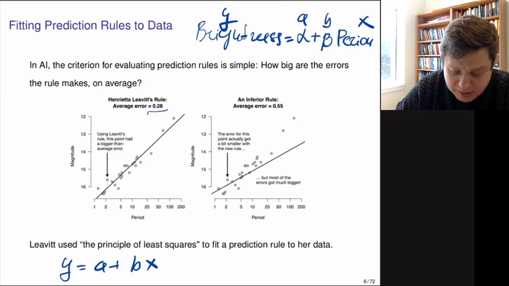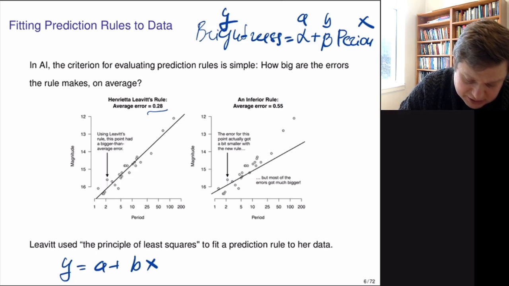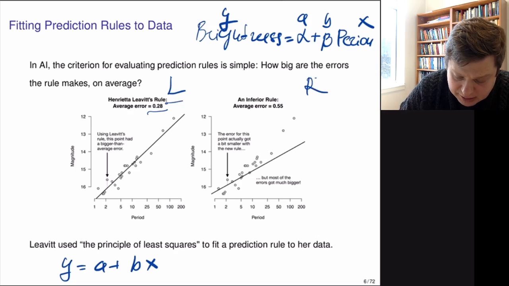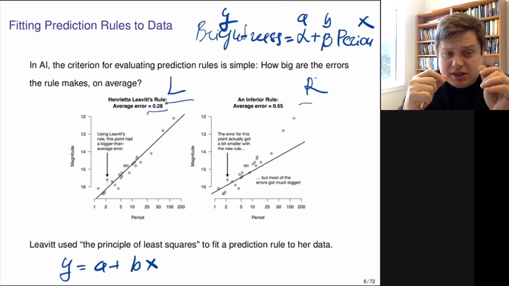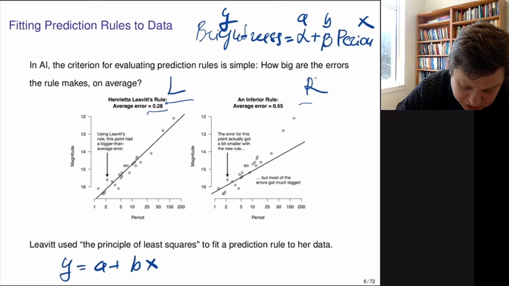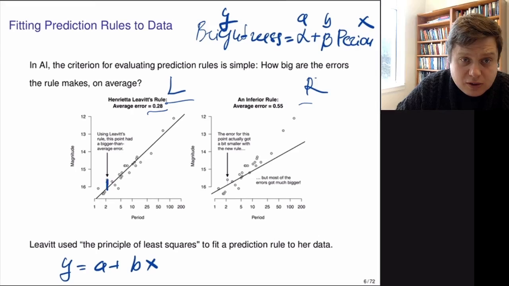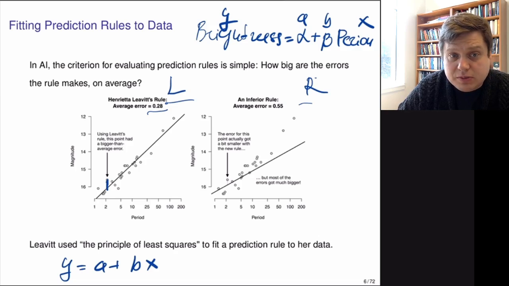And the way we do it is by looking at the errors generated by this line. When you compare the line on the left-hand side to the line on the right-hand side, the left-hand side line is actually better because it generates fewer errors. Error is just the distance between the observed point and the prediction made by the line. And then you calculate the average, and in Henrietta Leavitt's case it is 0.28.